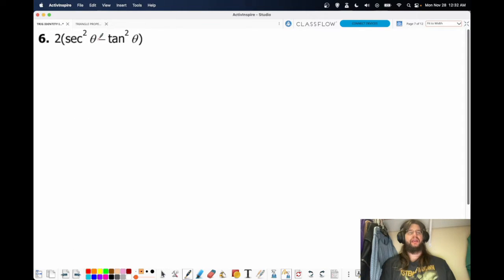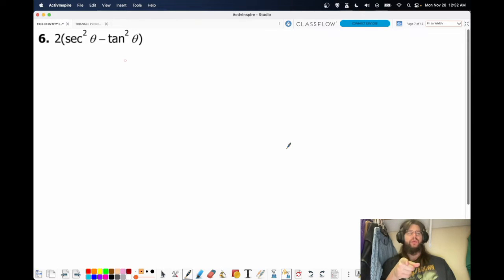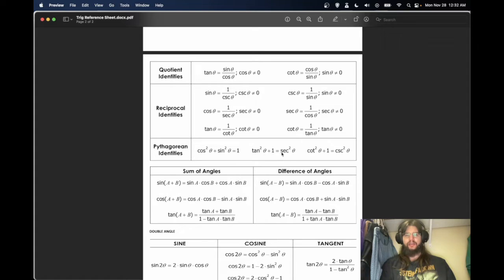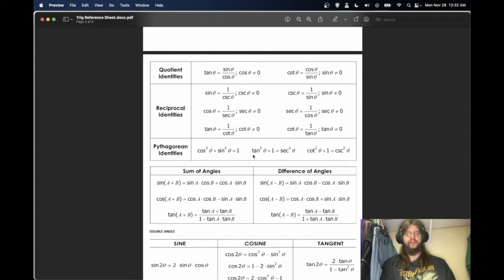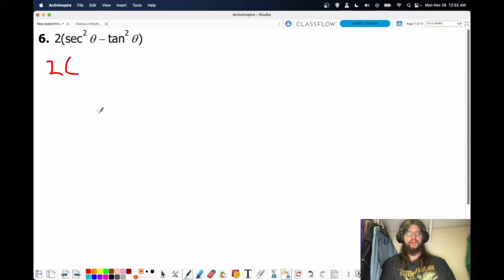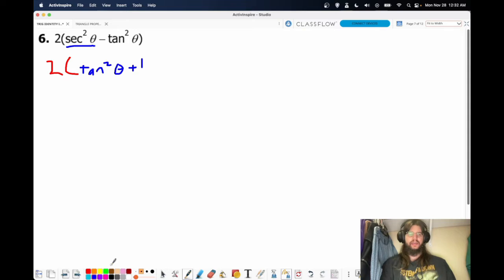Okay, now we got something more interesting. Secant squared theta minus tangent squared theta. Well, here's a hint. Anytime you see squared, let's look at our Pythagorean identities. Here we go. Here's the one relating tangent and secant. So I'm going to use that before I turn everything into sine and cosine and see what happens. So I know secant squared theta is equal to tangent squared theta plus 1. Well, let's put that in there. So instead of secant squared theta, I'm going to write tangent squared theta plus 1, from this identity right here. That's what we're using. We're just replacing it. Minus tangent squared theta. And you should see what happens. We're left with 2 times a 1, which is indeed a 2.